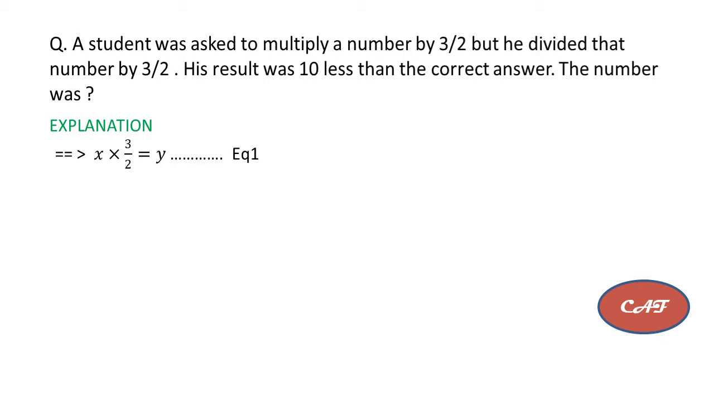But what he did was, he divided that number by 3 by 2. So he did x divided by 3 by 2. Then how much result did he get? Whatever the original answer y is, he got 10 less than that original answer. So he got y minus 10.